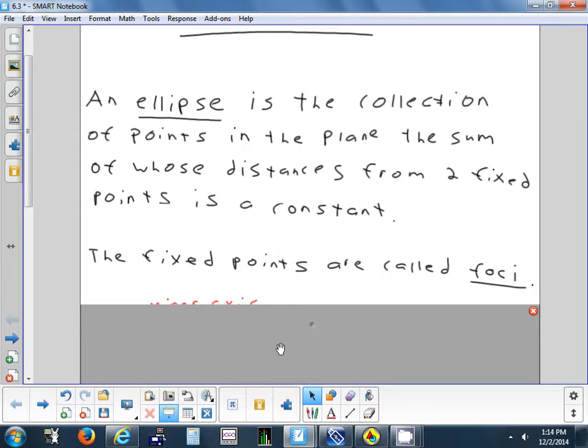Okay, those 2 fixed points that help you to form the ellipse, that you're measuring those distances to, are called the foci. That's the plural of focus. So we don't say focuses, we say foci.